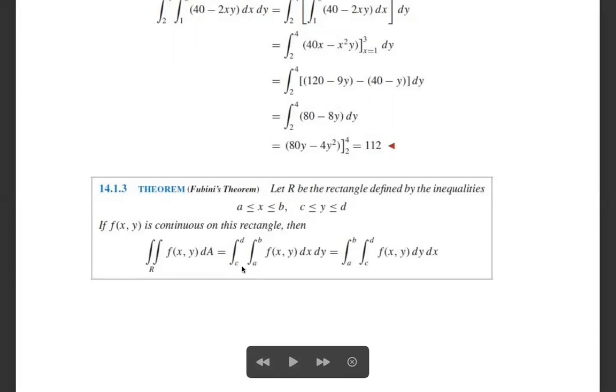and the limits of integration, provided the region of integration is a rectangle, then we can interchange.